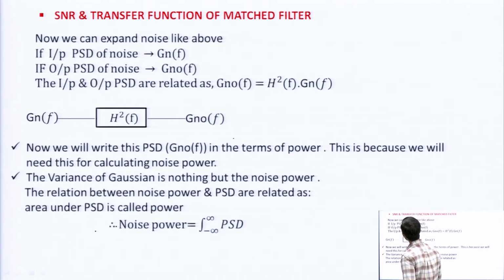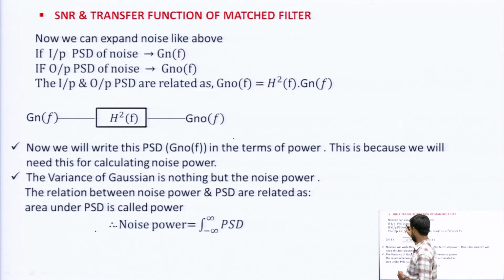This was the signal. Now we can expand this noise signal. To expand this noise signal, I have to know the relation between the input noise power spectral density and the output noise power spectral density, because noise is power. That's why we are discussing power, so we have to consider the power spectral density. So now we can expand noise like above.